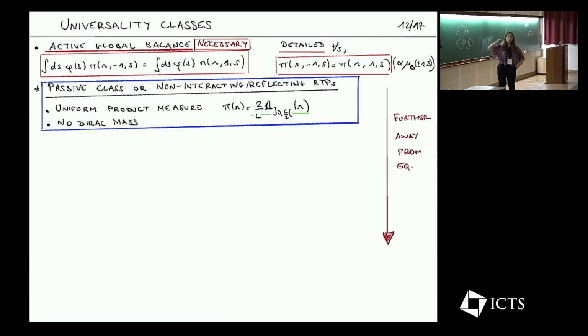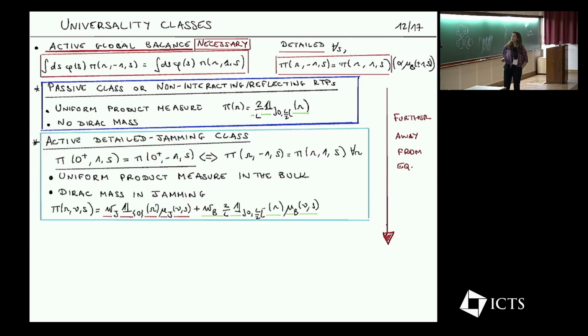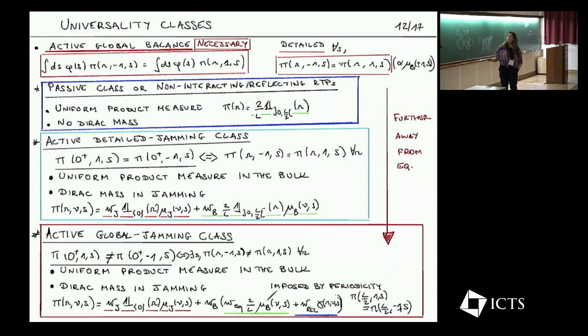So to remember, if you have just passive particles with hardcore repulsion, you expect to have some uniform distribution in the bulk. Then if you have the active detailed jamming class, where this detailed balance is satisfied, you find a uniform product measure, but you have this direct mass in jamming. So this is the only non-equilibrium feature you have. But then if you break this detailed balance, you're breaking the uniform distribution. And in the bulk, you're still going to have some kind of uniform distribution. I forgot to put the uniform here, plus some relaxation.